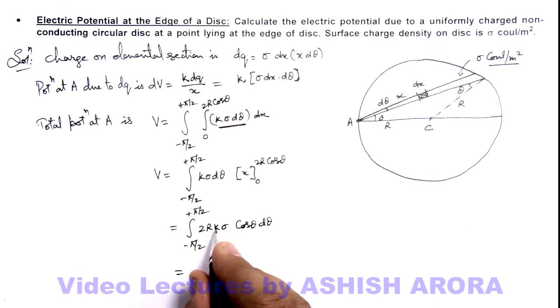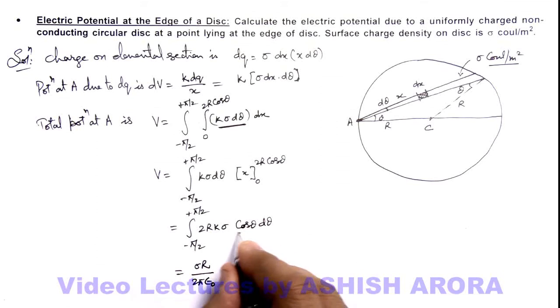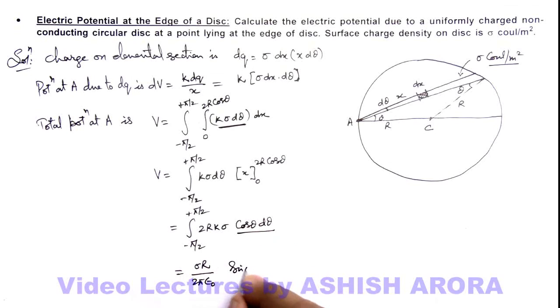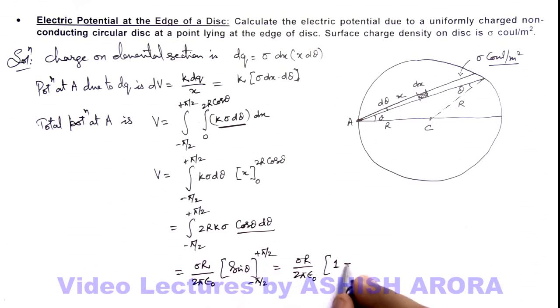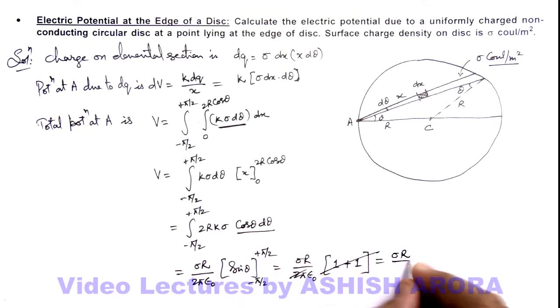Here we can substitute the value of k. So this will be sigma r by 2 pi epsilon naught, and we integrate cos theta, which will be sin theta, and we apply limits from minus pi by 2 to plus pi by 2. This will give us sigma r by 2 pi epsilon naught, and on substituting the limit pi by 2, we get 1, minus sin of minus pi by 2, which is another minus 1. So this will be 2. This 2 gets cancelled out with this, and the result is sigma r by pi epsilon naught. That is the answer to this problem.